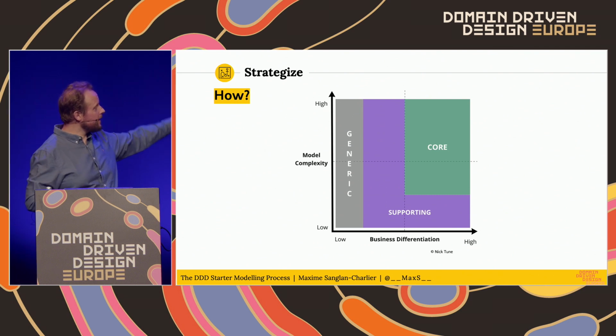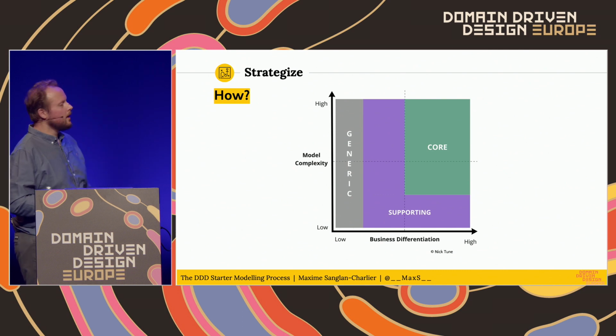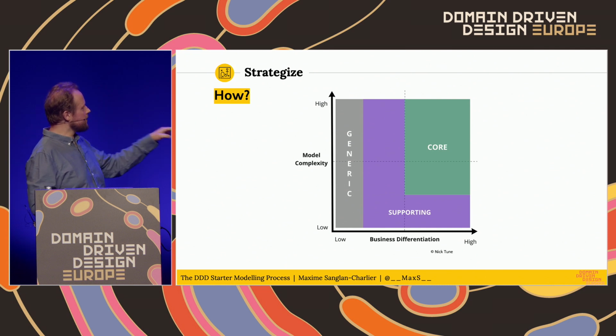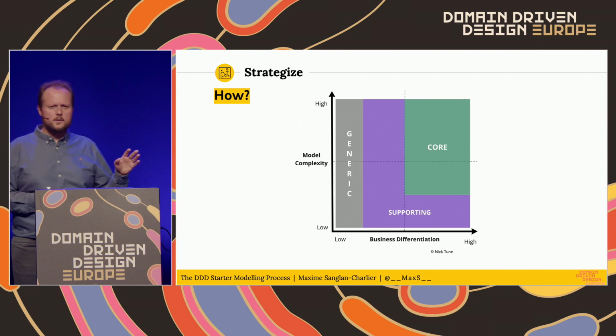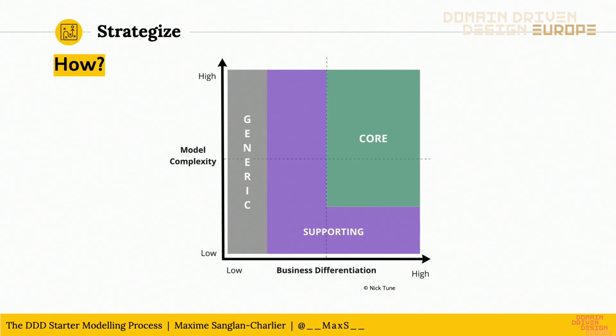Here we will place all of the subdomains on this graph, and we have two axes. On the horizontal axis, we will try to answer the question, does this subdomain give me a competitive advantage, for example? And on the vertical axis, we will gauge the complexity of the subdomain. So this will give us a clear view of what to focus on, where to pay particular attention. Those are the core domains, of course.